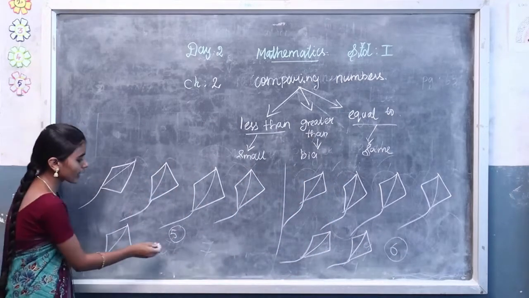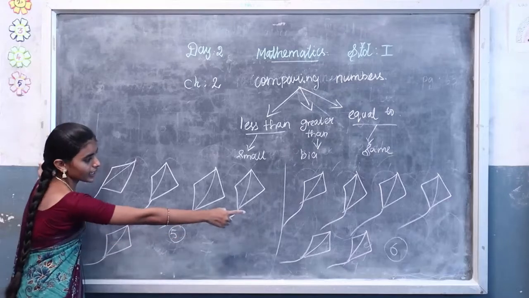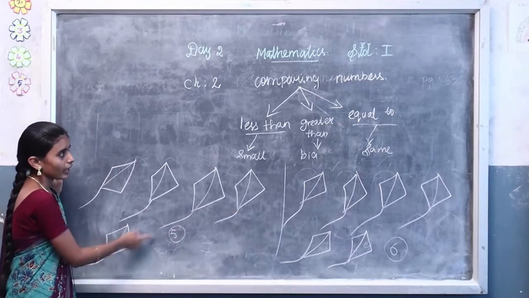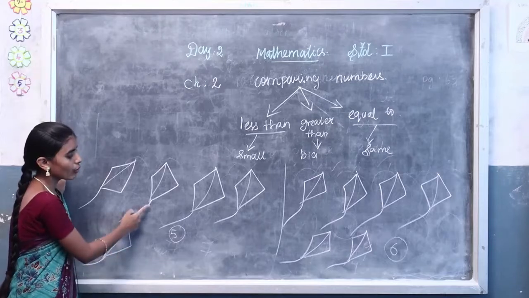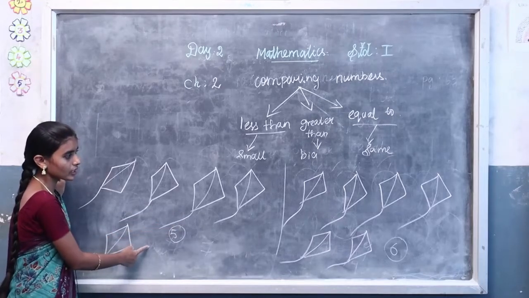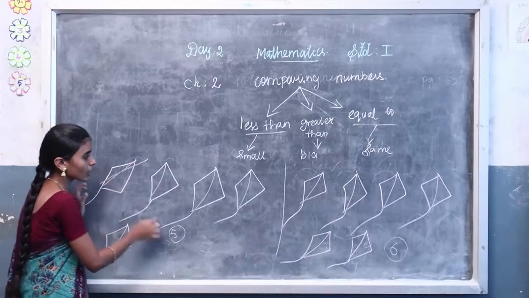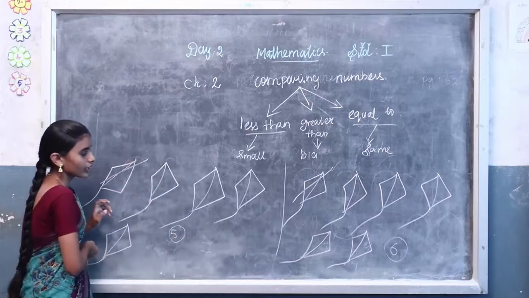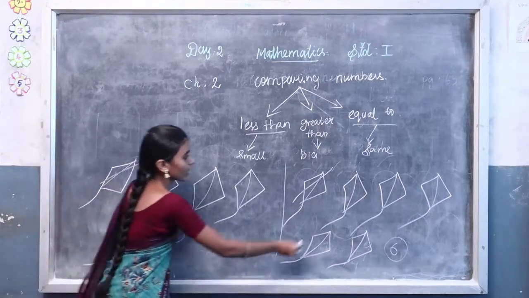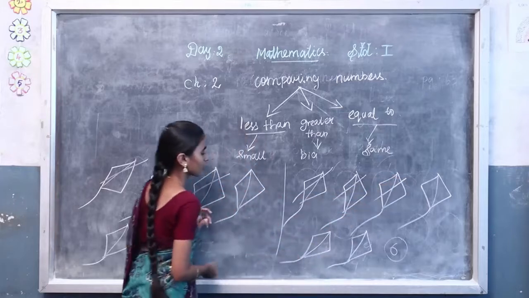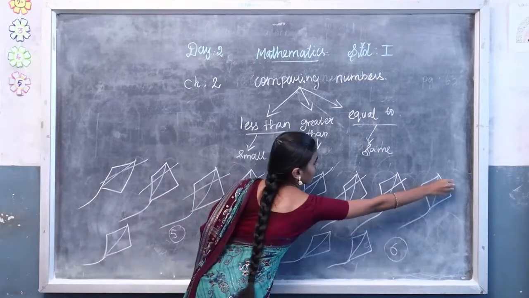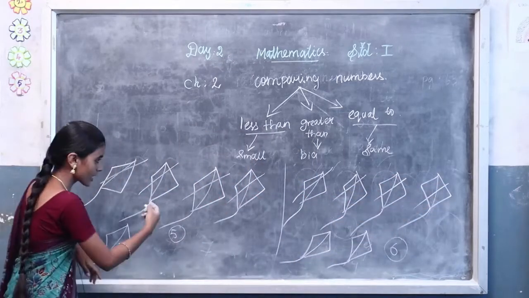So compare the two groups. 5 kites here, 6 kites there. We have to compare the numbers. Which one is the greater one and which is the small one? So how to find the greater number and the small number? We use one method. Strike out one kite in the two groups. Strike out the second kite and strike out the third kite. Strike out the fourth kite and strike out the fifth kite.